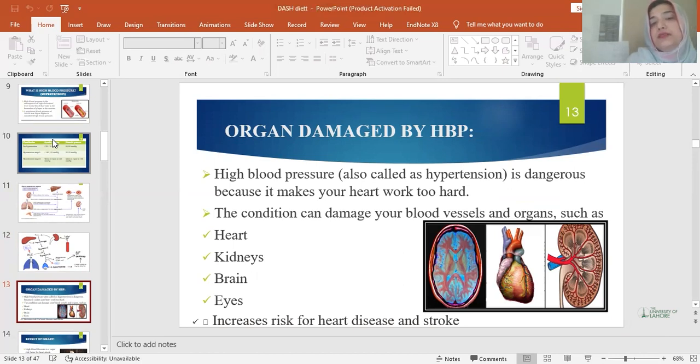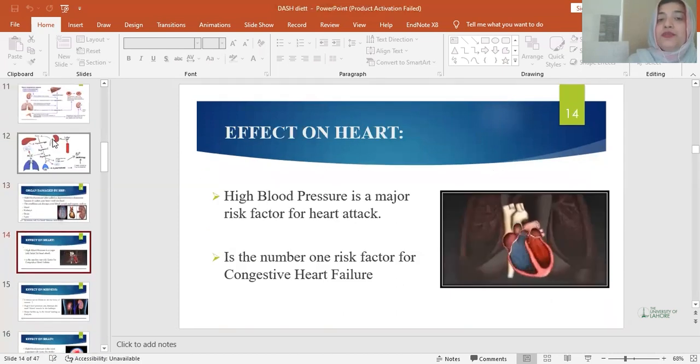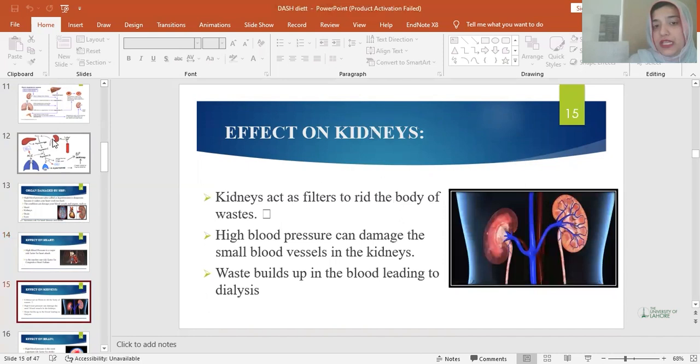Now let us look at which organs are damaged by hypertension, high blood pressure. High blood pressure is dangerous because it makes your heart work too hard. The condition can damage your blood vessels and organs such as the heart, kidneys, brain, and eyes. It also increases the risk for heart disease and stroke. Hypertension also has an effect on the heart. It is the number one risk factor for congestive heart failure.